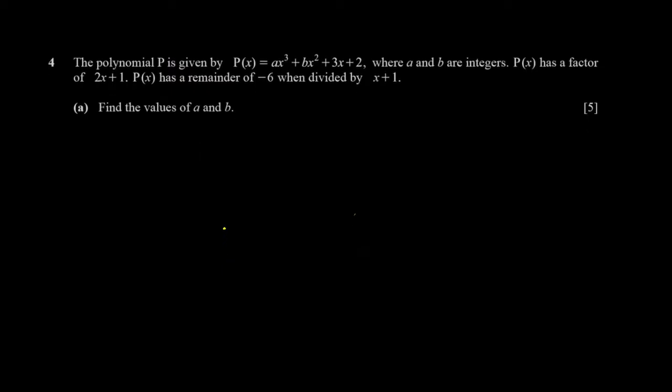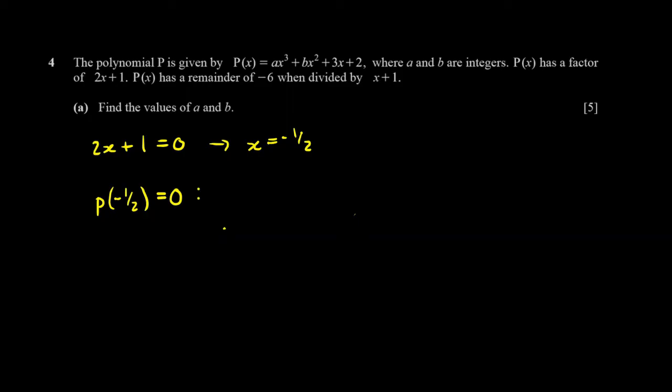The polynomial P of x is given by this thing here, where a and b are integers. P of x has a factor of 2x plus 1, and it has a remainder of -6 when divided by x plus 1. We want to find the values of a and b. Well, if it has a factor of 2x plus 1, then we can set that factor equal to 0 to find the root, and that root is going to be -1/2. Now, if the root is -1/2, that means if we substitute -1/2 into the polynomial, I should get 0.